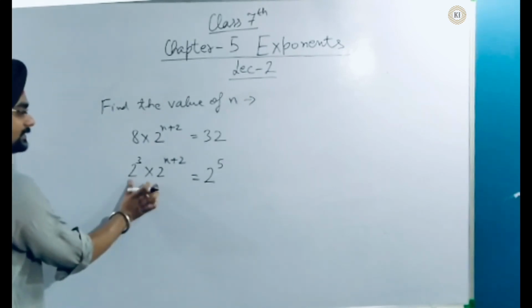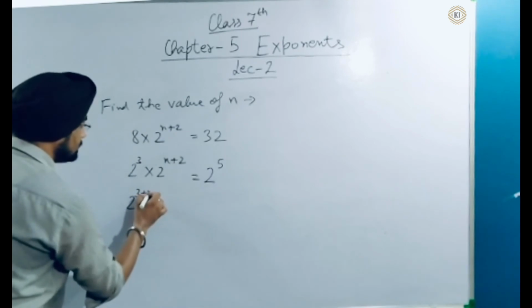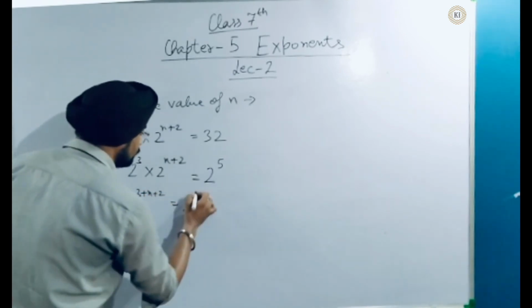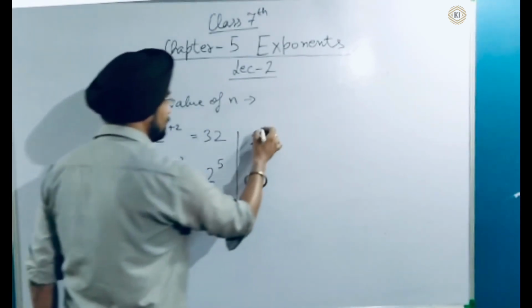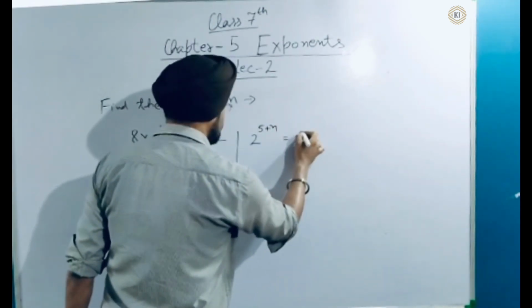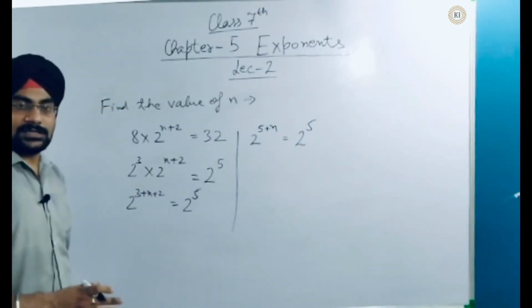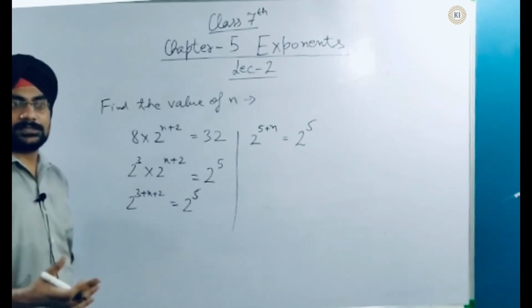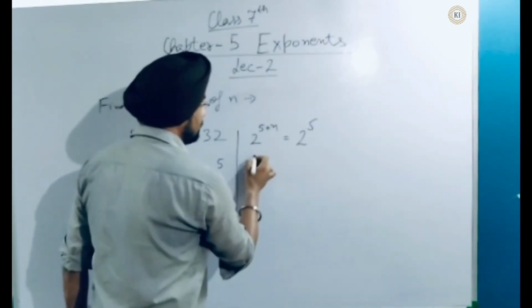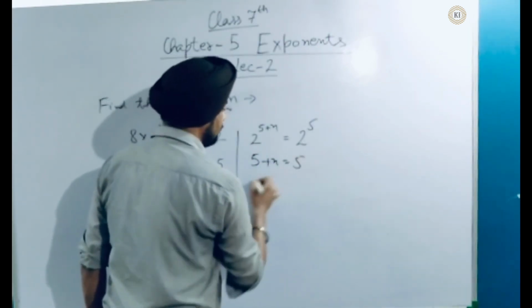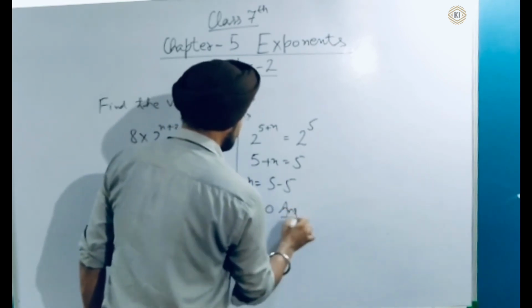So now bases are same. In the case of multiplication, the powers are added. 2^(3 + n + 2) = 2^5. So 3 plus 2 will be 5, so 2^(5+n) = 2^5. Now bases are same on both the sides. For this type of question we always make the bases same on left hand side and right hand side. So now simply we equate the powers. 5 + n = 5, n = 5 minus 5. So the value of n will be 0.